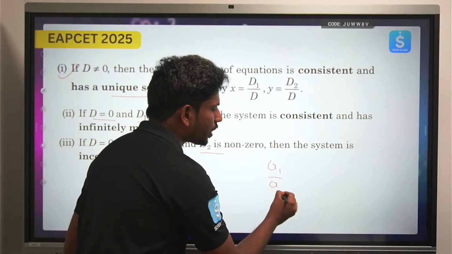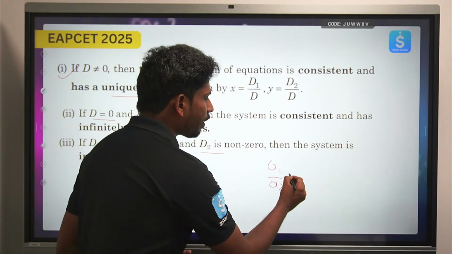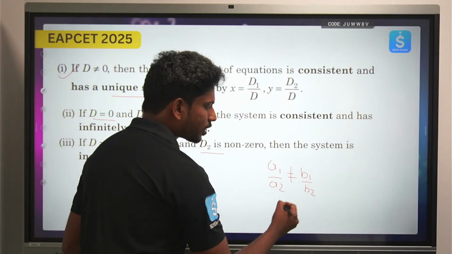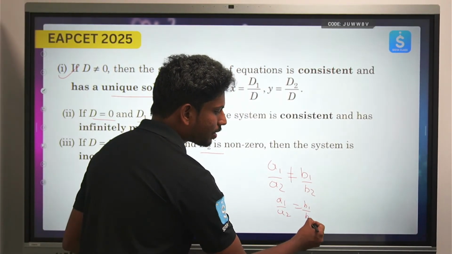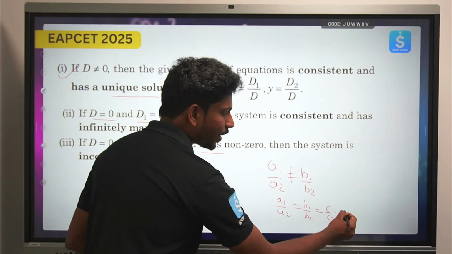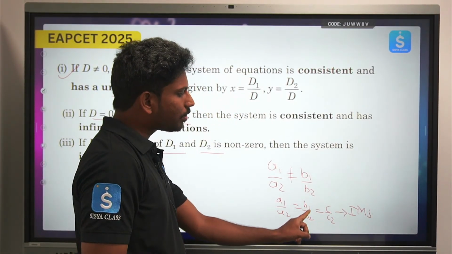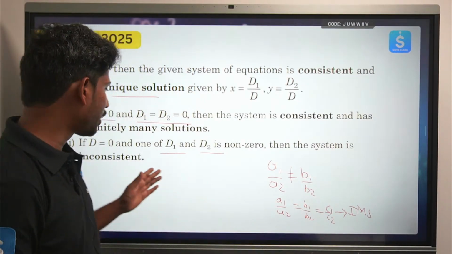A1 by A2, you will remember this from the system of linear equations in two variables. If A1 by A2 is not equal to B1 by B2, this is called the unique solution. If A1 by A2 is equal to B1 by B2 is equal to C1 by C2, then it is called infinitely many solutions. The same pattern goes if A1 by A2 is equal to B1 by B2 but not equal to C1 by C2, then it is a no solution. The same pattern goes here.